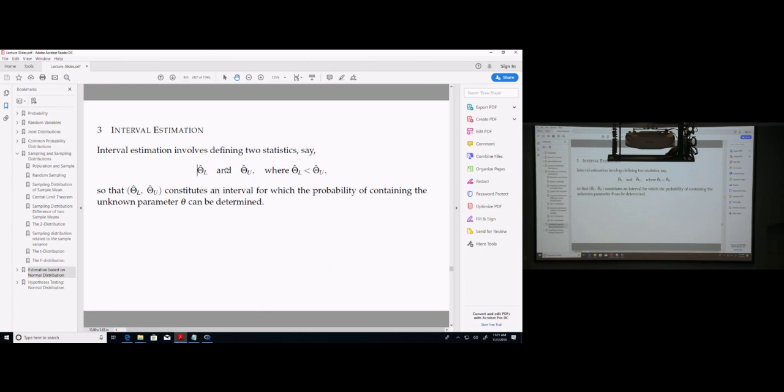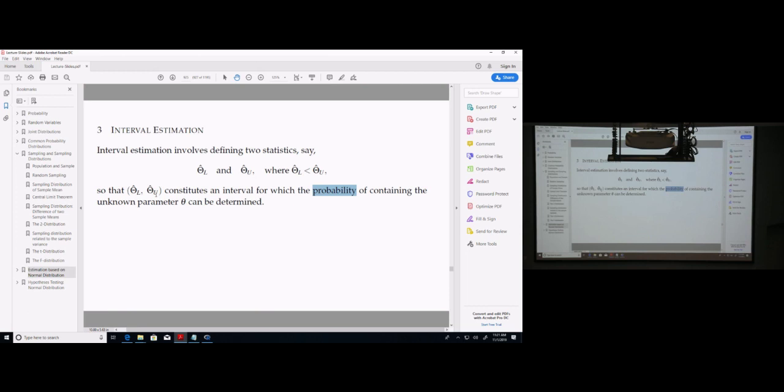Now instead of having just one single formula, I'm interested in coming up with 2 formulas. One will give us a lower estimate, and one will give us an upper estimate. As a result, this interval, with this as the lower bound and this as the upper bound, will constitute an interval for which it is very likely that the unknown parameter will fall inside. It is okay to say the word probability because this is just a formula. This is random, this is random, so this interval is random now.